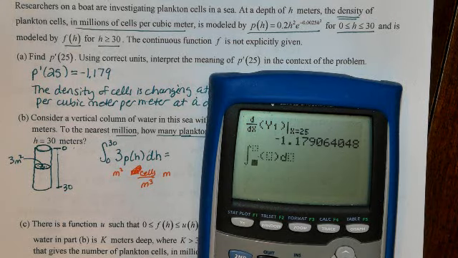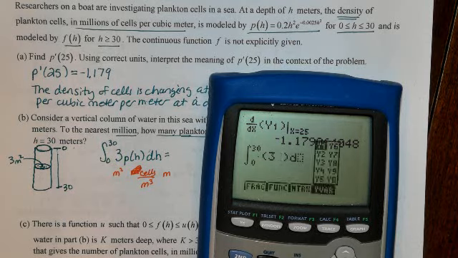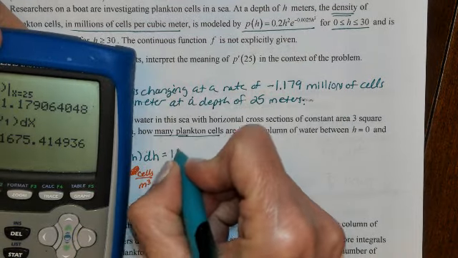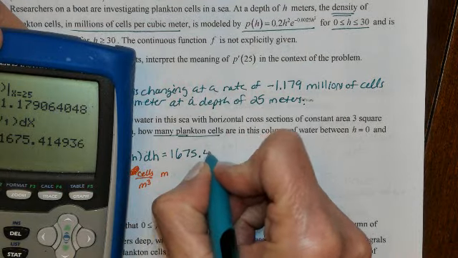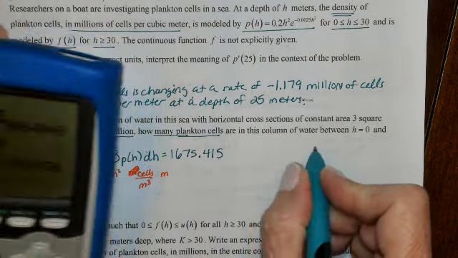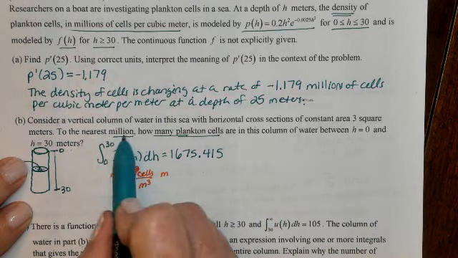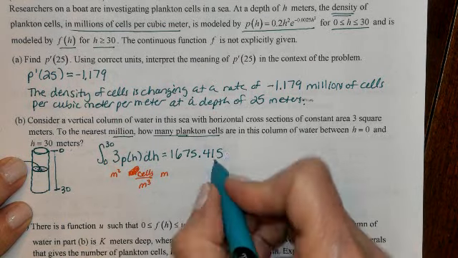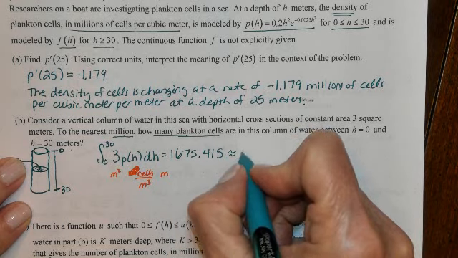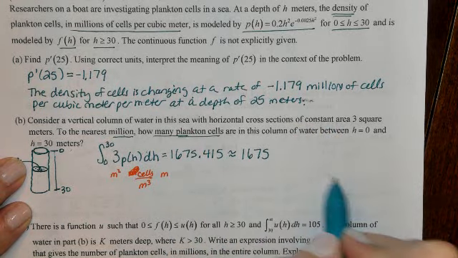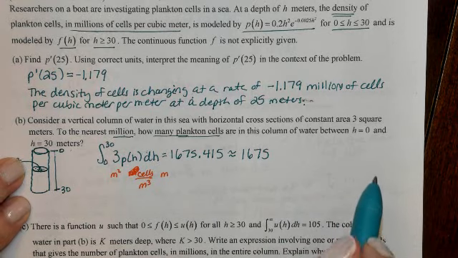Math 9, 0 to 30, 3y1, and I get, I'm going to write down, 1675.415. They said in here to the nearest million, and this number is in millions, so this is approximately equal to 1675 million plankton cells.